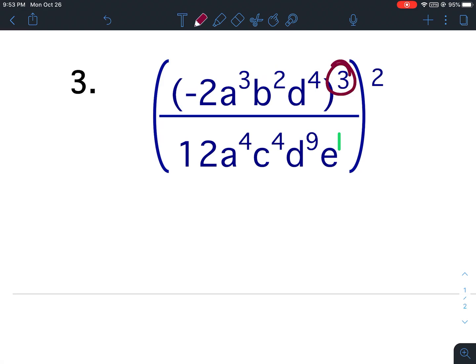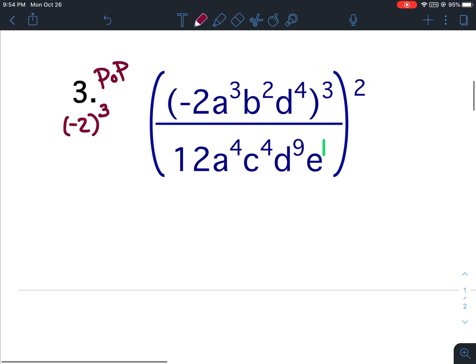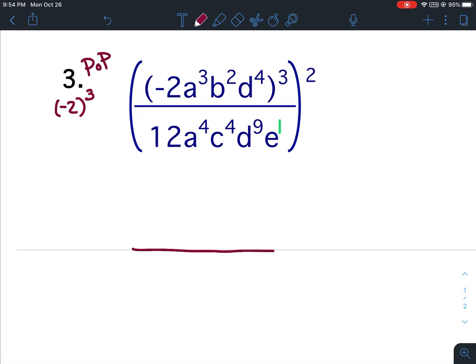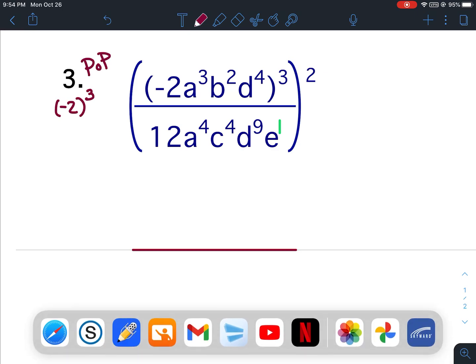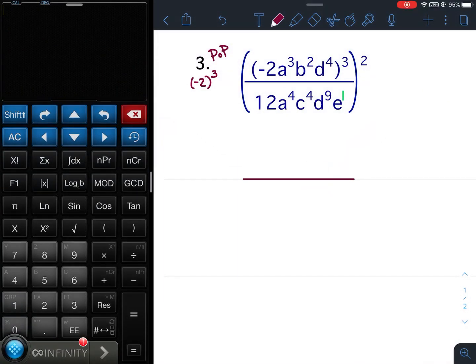And if you see, it's got that exponent on the outside, so that means I need to do power of a product on the top. So I'm going to start by taking -2, which I got right there, to the third power. -2 to the third power. -2 to the third is -8.